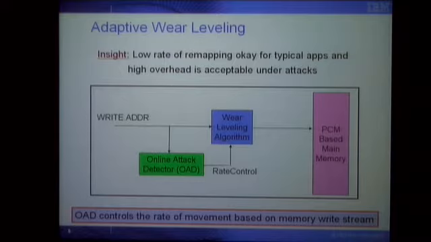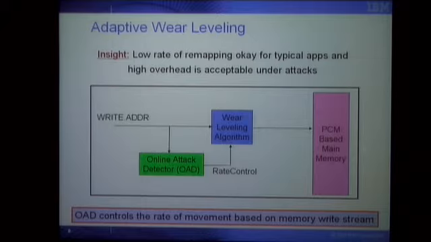So the key idea that enabled getting both of these requirements simultaneously was that what we really care about is, for typical applications, our overhead should be low. Under attacks, it's okay to have a higher rate because performance is a secondary concern under attacks. Given that the machine is almost never under attack, you'll get good performance. And when the machine is under attack, you'll have wear leveling at a much higher rate, but performance will get sacrificed, but that's not a concern.